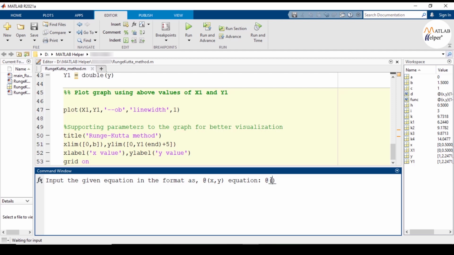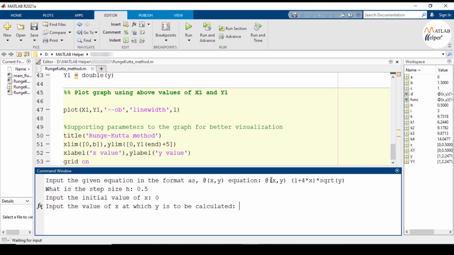So type @x, y space and the equation that is given in the question, 1 plus 4 multiplied by x multiplied by square root of y. Press enter. What is the step size h? We have 0.5. Initial value of x, 0. Value of x at which y is to be calculated, 1.5. Provide the initial value of y, that is 1. Press enter.